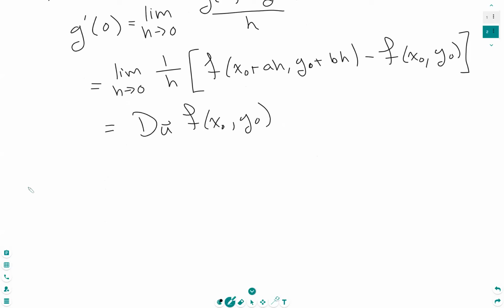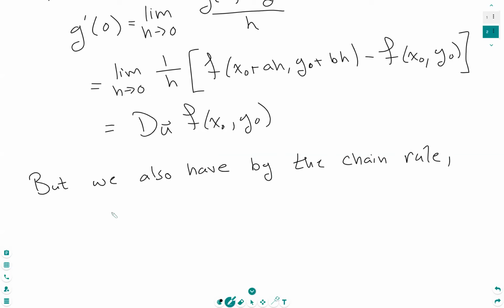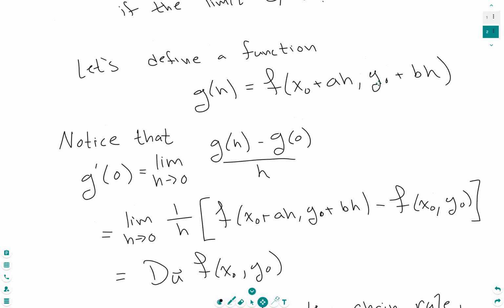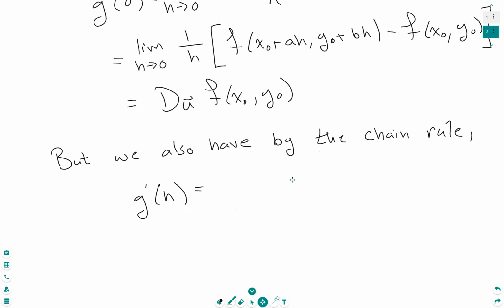So if we can calculate g prime at 0, maybe we can write this in terms of something we know. But what we can do is also implement the chain rule, because g prime at h, so now we're just looking back at our g function here, right? This is a function of two variables, an x and a y, but I've plugged in functions of one variable, which is just h. So this is case 1 of our chain rule here.